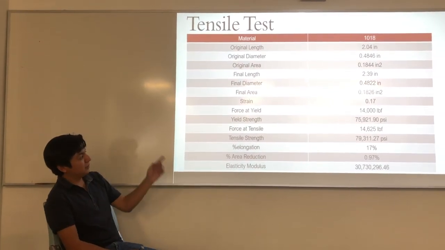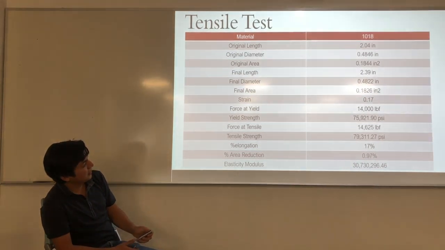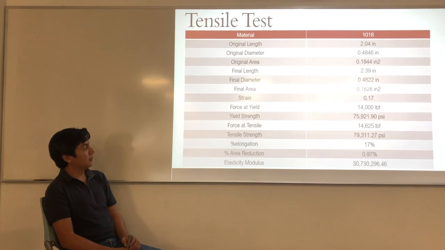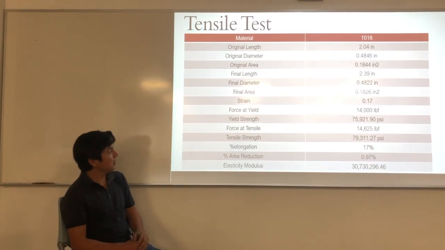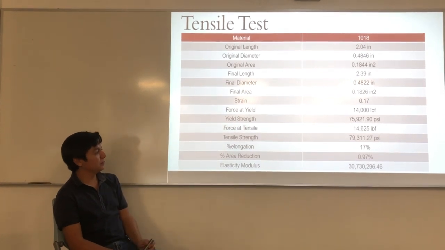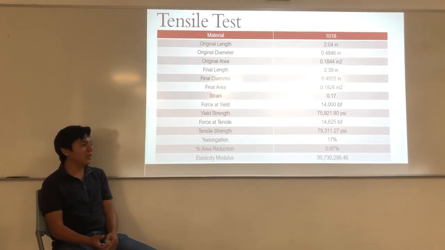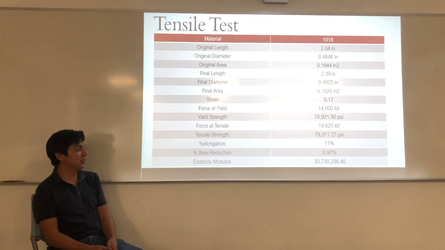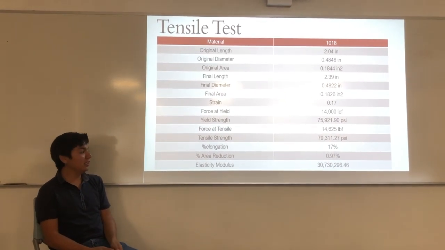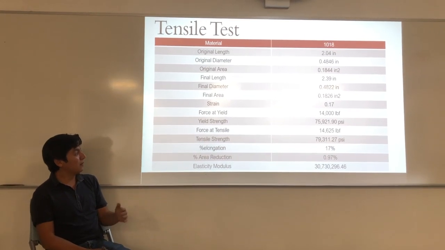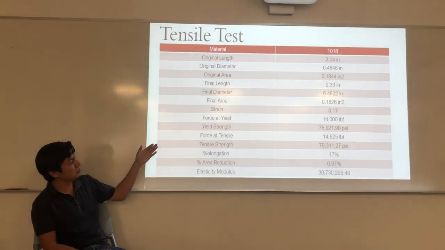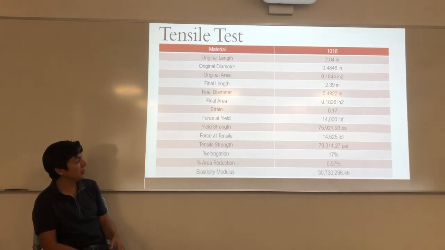And in this case the yield strength was 70,921 psi, and with this stress I calculated the force that generates the stress, which is 14,000 pounds. Also I calculated the tensile strength, which is the maximum force that this material can take, and it was almost 80,000 psi. The force that produces this stress is not that different from the yield strength.